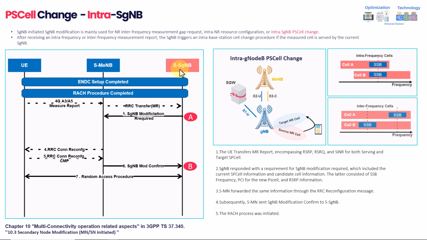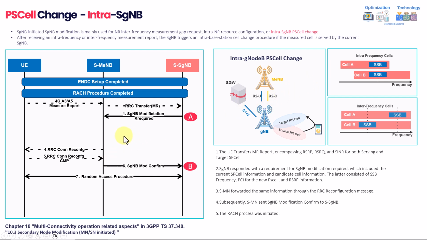One of the important things I would like to highlight is that SgNB modification required in general can be for many different things. It's not only for a PSCell change. It can be for any parameter or configuration change within the SgNB, in case there's any change and it's required to inform the user, so it needs to be forwarded. For example, if you have a change in the uplink data split threshold, I also have a video about uplink throughput, and you can look into that.